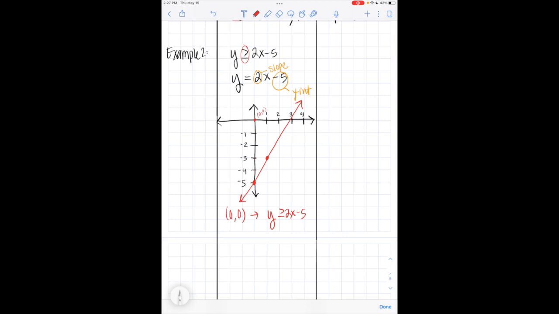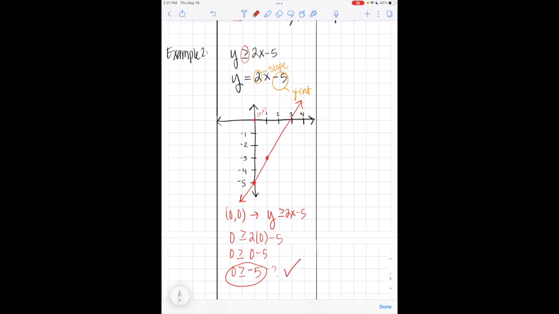So let's substitute. We're going to have 0 is greater than or equal to 2 times 0 minus 5. 2 times 0 is 0 minus 5. And then we have 0 minus 5 is -5. Is this true? Is 0 greater than -5? And I believe it is true, right?